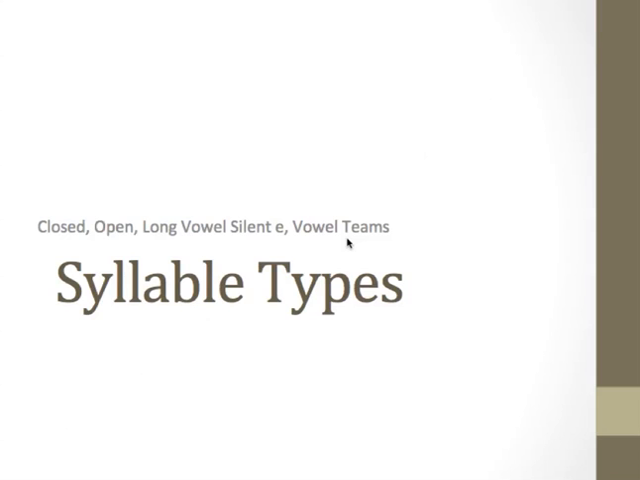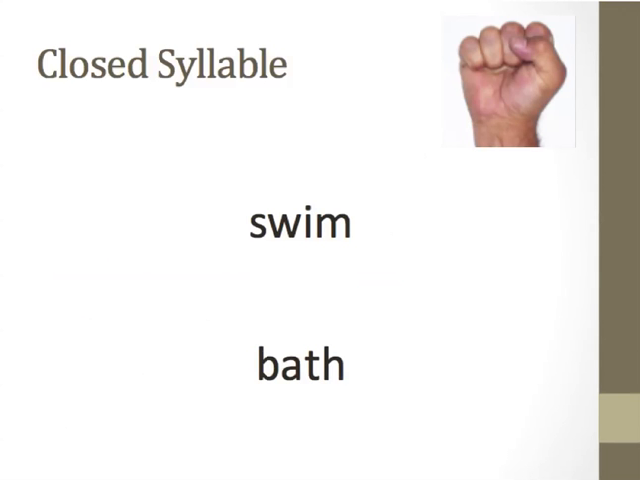most heavily, which are closed, open, long vowel silent E, and vowel teams. The first type of syllable that we learned in class was the closed syllable.